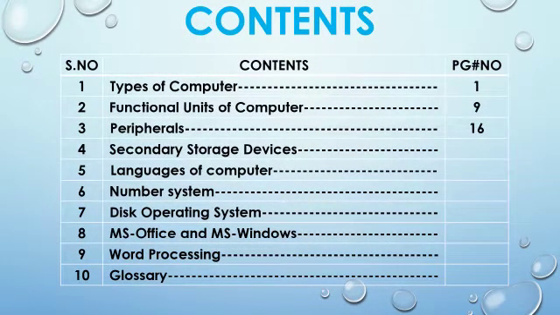This is the index contents. I have finished chapter number 1, types of computer, with explanation and book exercise. Chapter number 2, functional units of computer. We have finished this work with explanation and book exercises. Now these are the 3 peripherals I explained in my last video. Today I will do the work in the book exercise.